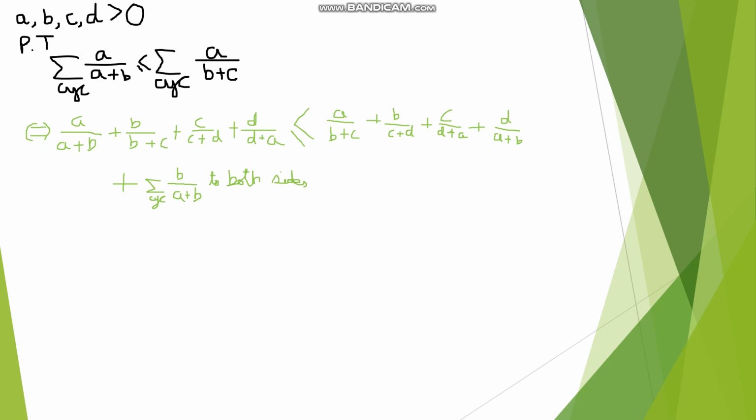See, A by A plus B plus B by A plus B, B by B plus C plus C by B plus C, C by C plus D plus D by C plus D, D by D plus A plus A by D plus A. All terms will be equal to 1, which means this LHS will be converted to 1. Each term will be converted to 1 and LHS will be equal to 4. Now, let's see what will happen to the RHS after the addition.